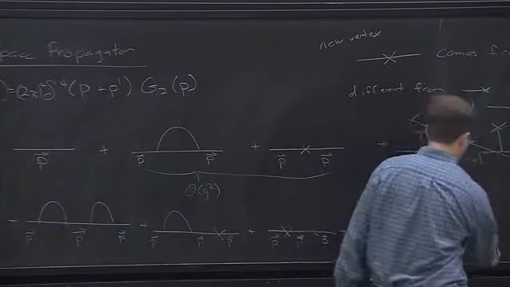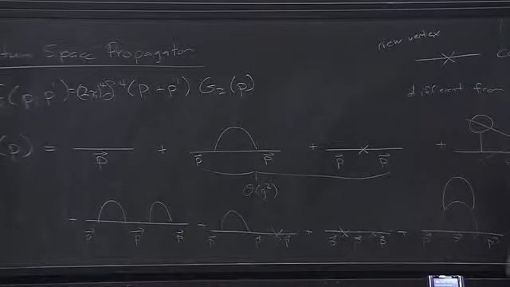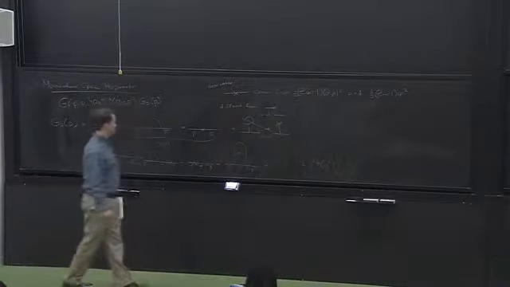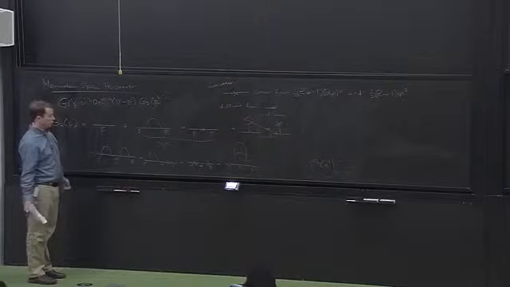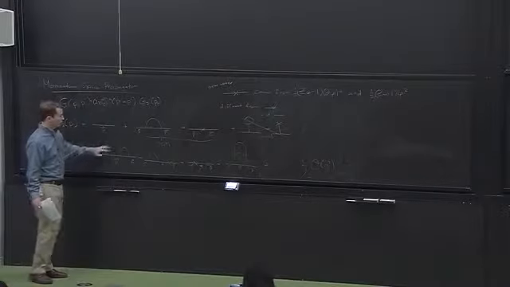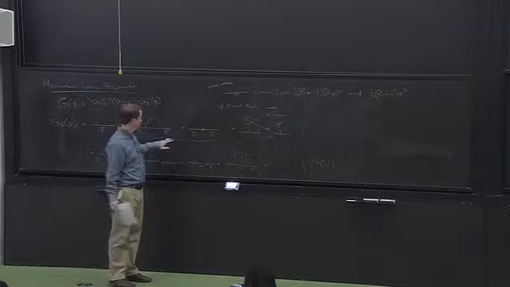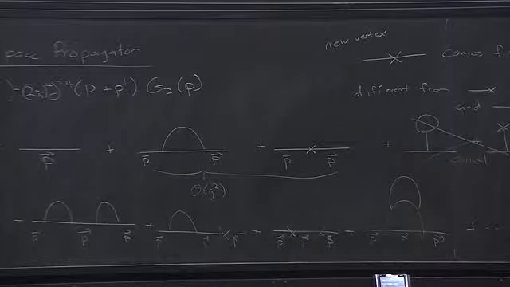And others at order g to the fourth. I didn't draw them all, but these are several of the diagrams we could draw at the next order. And so we immediately notice one thing, that at least the first three of these diagrams I drew at order g to the fourth just look like we've strung together several copies of these order g squared diagrams.